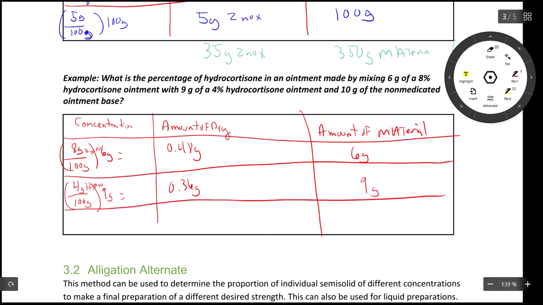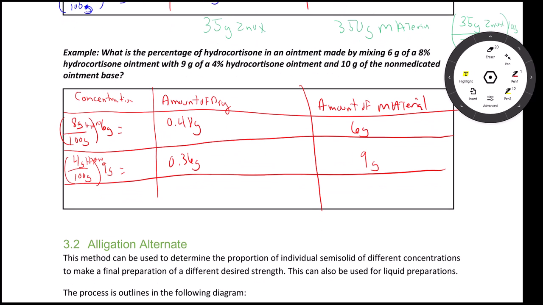And the last one is 10 grams of a non-medicated ointment. What's the concentration of some drug in a non-medicated ointment? It's 0 grams, right? Out of 100 grams total, right? There is no drug. So if there's 0 grams of hydrocortisone in 100 grams, how much is there in 10 grams? There's 0. There's none. Nada. Zilch. But how much material did we add? We added 10 grams.